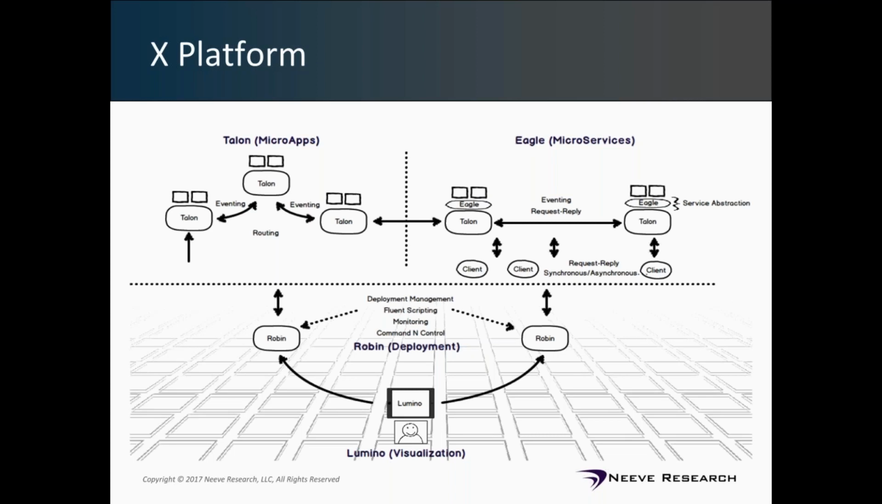Eagle builds on top of Talon and allows you to build microservices, where it tacks on things like synchronous request reply, asynchronous request reply, the REST interface, etc., on top of Talon in order to give you a microservices-based infrastructure. And then you have Robin and Lumino, which are effectively our DevOps and deployment management tools that allow you to manage these applications from a centralized point of view.